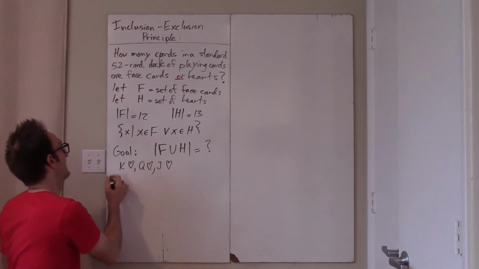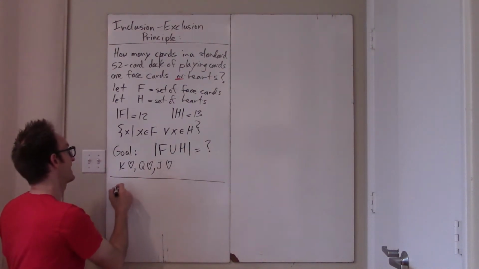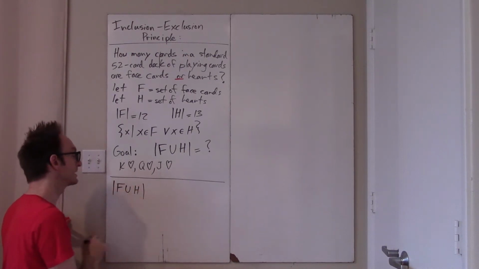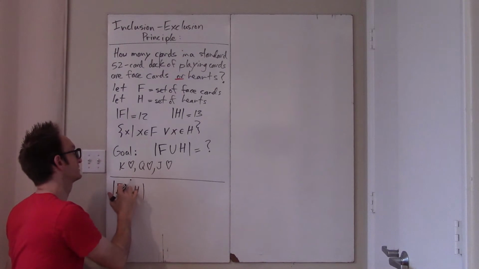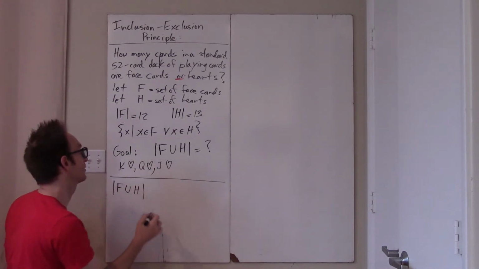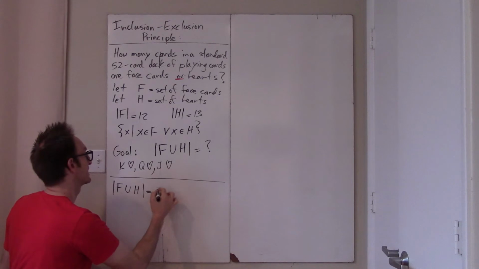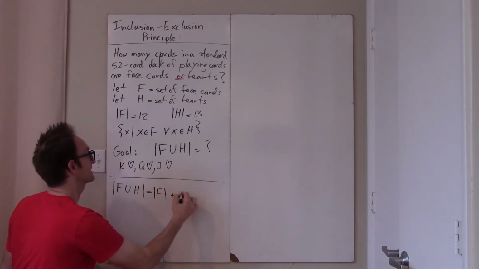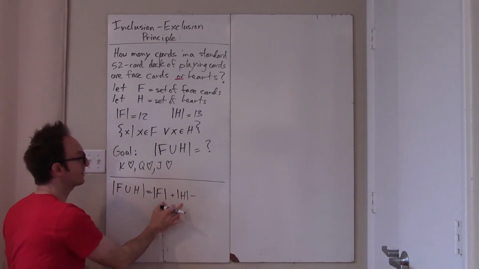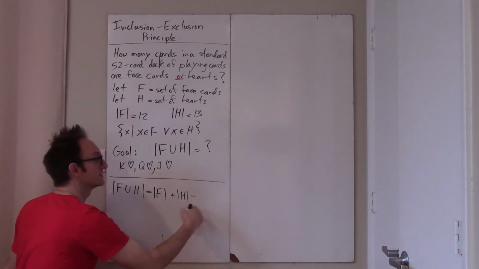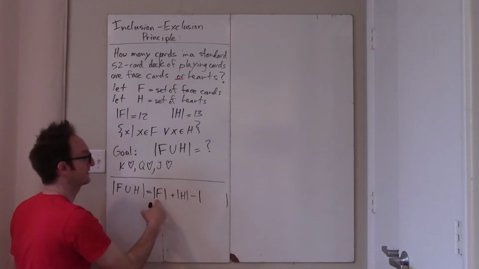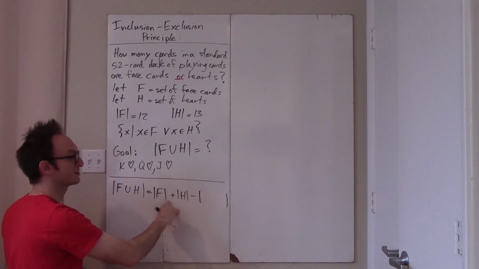Well, the inclusion-exclusion principle says that if you want to know the size of the union of 2 sets, and those 2 sets are not disjoint, that they have some overlap, then you simply do the obvious thing. You take the size of the set F, and you add to it the size of the set H. But now, to eliminate the fact that you have double counted elements which are in both sets, you subtract elements which are in both sets. And if an element is in set F and also in set H, then it's in the intersection of F and H.